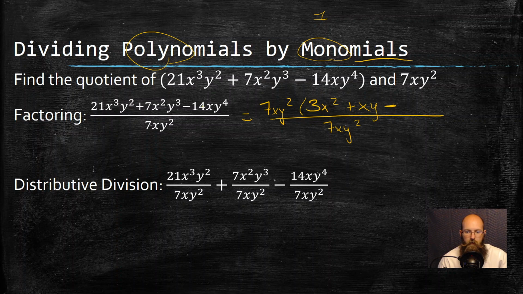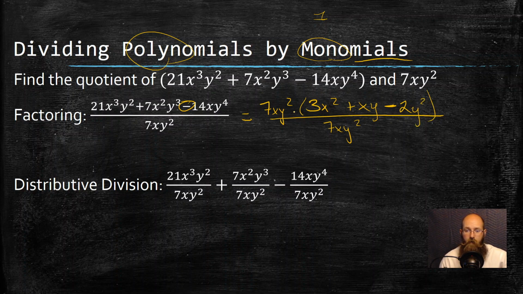And then minus, because there is that minus there. 14, factoring out a 7, so I'm left with 2, right? Because 14 divided by 7 gets me that 2. And then I have x dividing out an x, so there's no x's. Y to the 4th, divided by y squared, left with y squared.